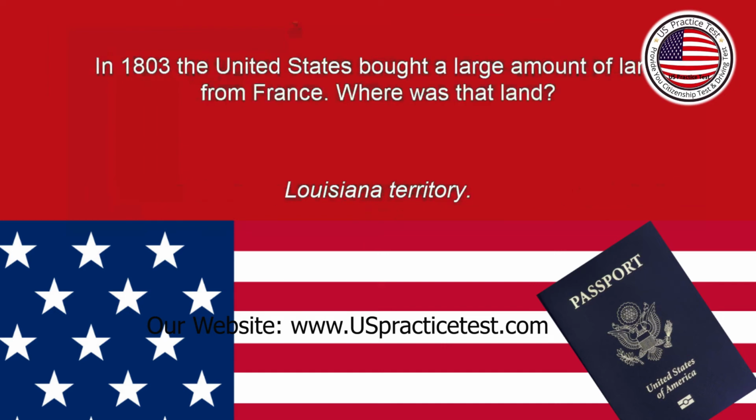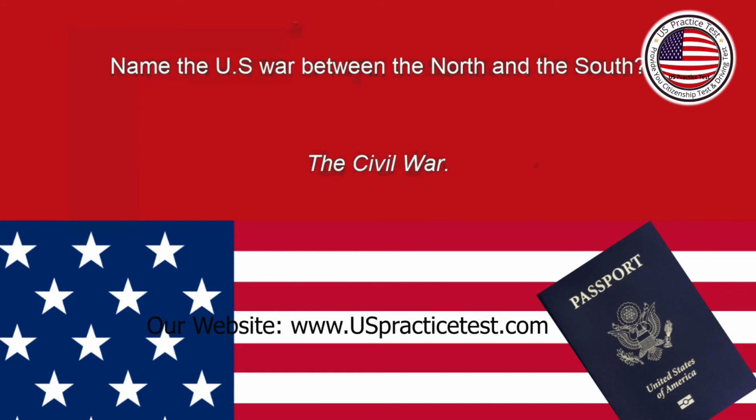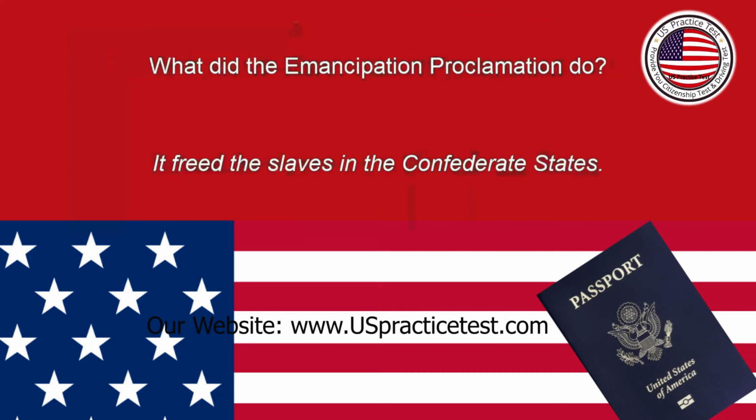In 1803, the United States bought a large amount of land from France. Where was that land? The Louisiana Territory. Name 1 of the things that Abraham Lincoln did. He saved the Union and freed the slaves. Name the U.S. war between the North and the South. The Civil War. What did the Emancipation Proclamation do? It freed the slaves in the Confederate States.